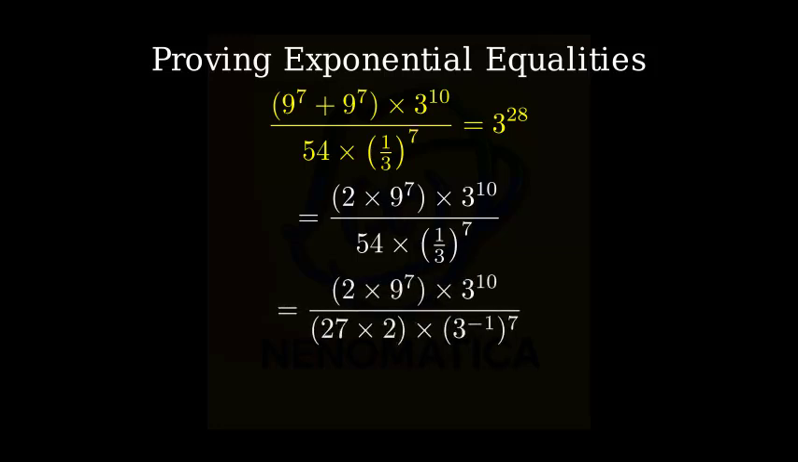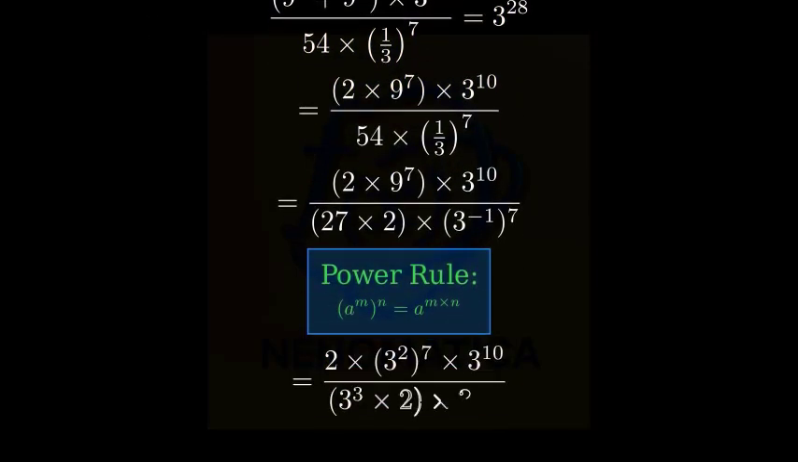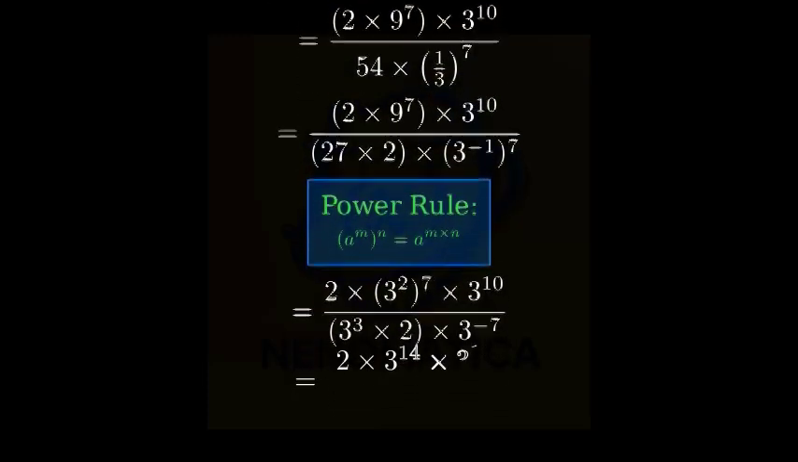We can write 54 as 27 times 2, and 1 over 3 raised to the 7th power is the same as 3 raised to negative 1, all raised to the 7th power. Next, since 9 equals 3 squared, 9 to the 7th power equals 3 squared, all raised to the 7th power. By the power rule, this equals 3 raised to 2 times 7, which is 3 raised to the 14th power. Let's simplify further.